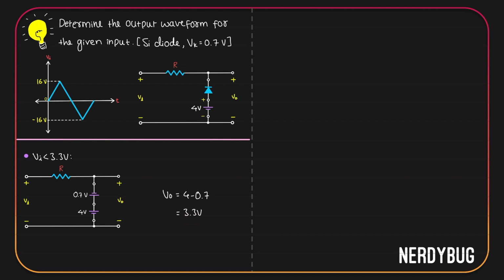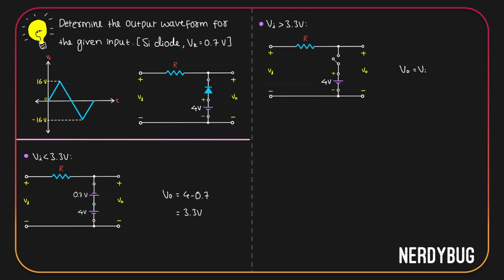Again, when input is greater than 3.3 volt, the diode will get a higher potential here and a lower potential here, which means it will be reverse biased. So we can model the circuit like this. Since the diode is reverse biased, I have modeled it as an open circuit. Since the circuit is open, no current is going to flow through this branch. So whatever is given at the input will be exactly seen at the output. V output is equal to V input.